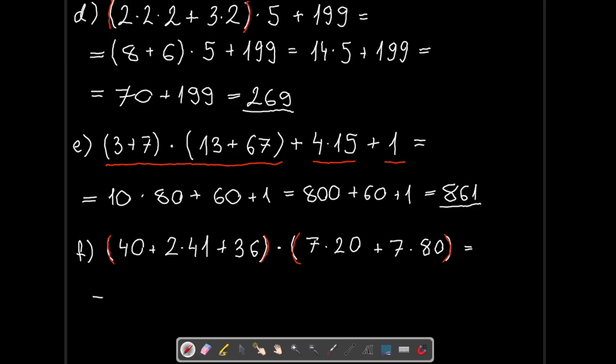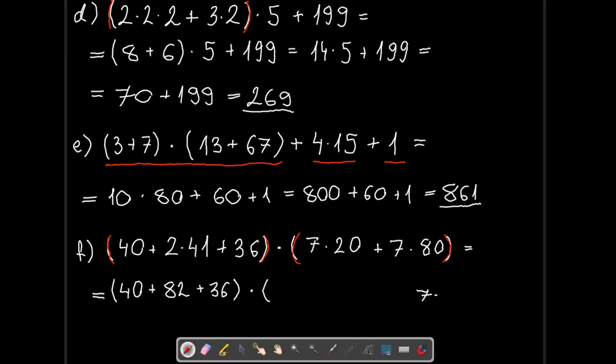Okay. So in the first bracket, after multiplying 2 by 41, we get 82. And after, okay, we need to multiply 7 by 20. So 7 times 20 is just 140.